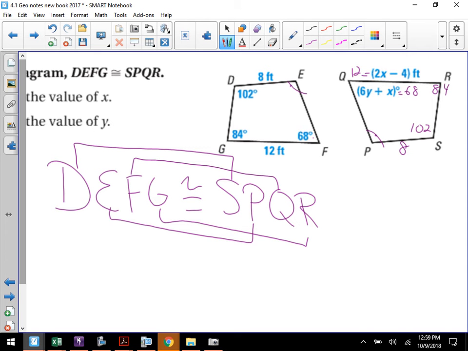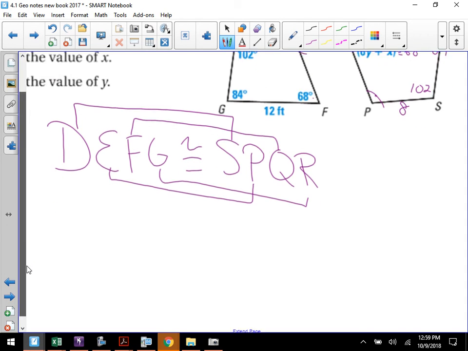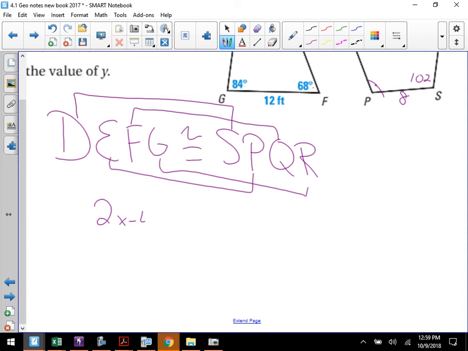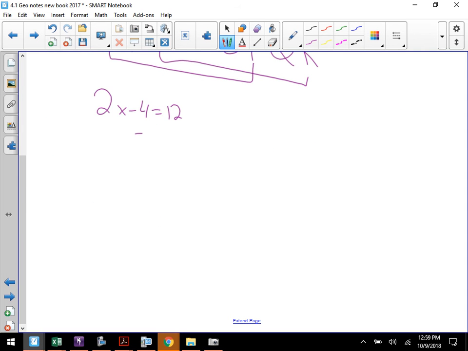Okay? So you do the algebra. Was it 2x minus 4 was 12, I think? Okay. You're right. What do you do first? Add the 4. And then divide by 2, what do you get? So I gave you your value of x at 8.